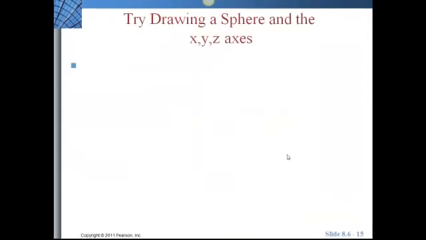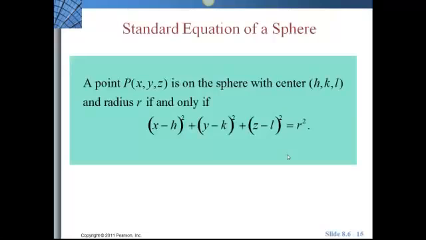You try it. Try drawing a sphere and drawing XYZ axes. Pause the video while you're showing off your artistic skills. Standard equation of a sphere.